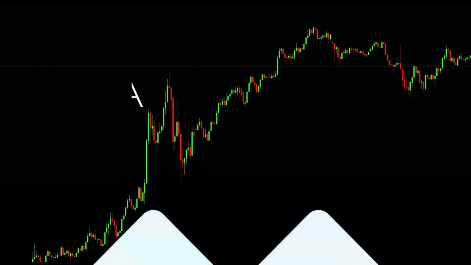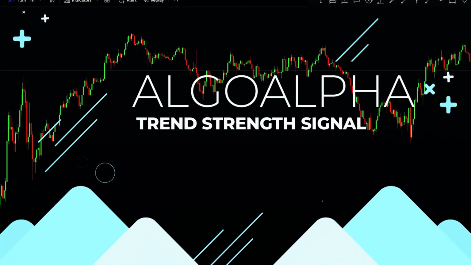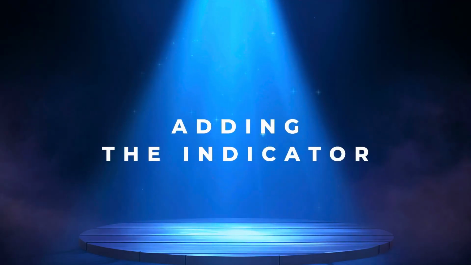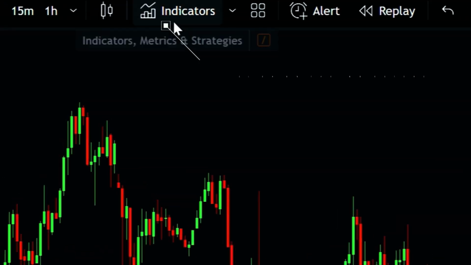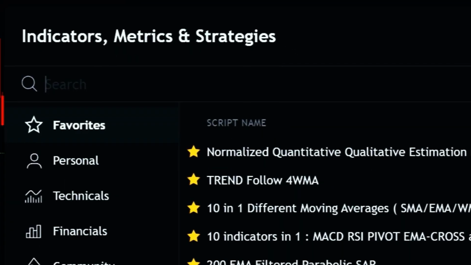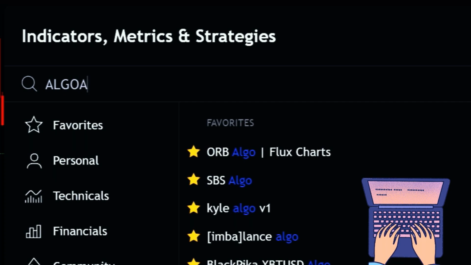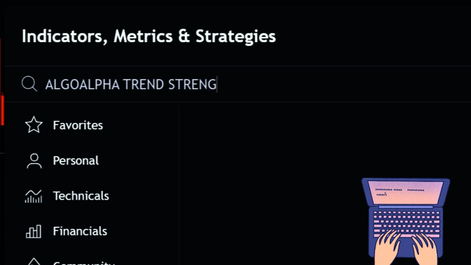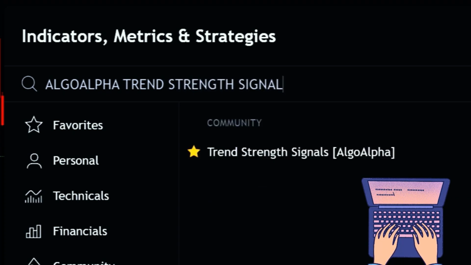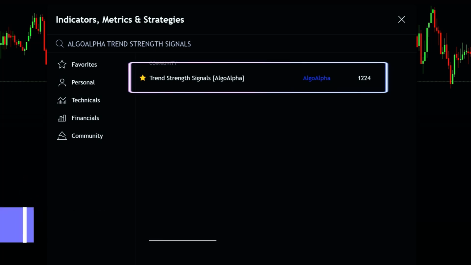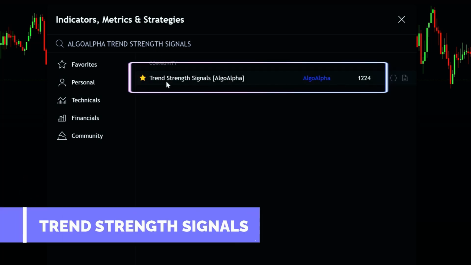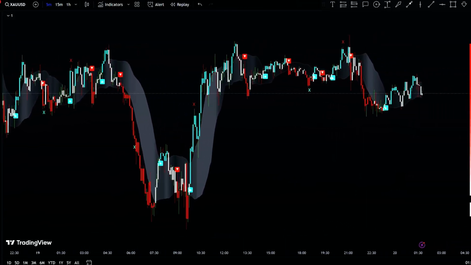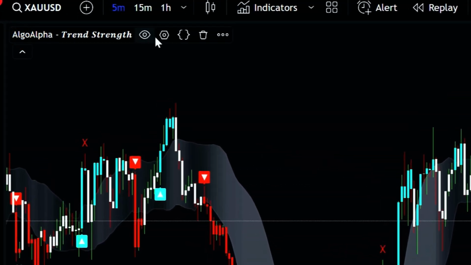We're gonna be using Alpha Trend Strength signals on the chart. But here's the twist: we'll be tweaking the default settings to maximize its potential. First off, let's add the indicator to the chart. Now, to make things clear and more effective, we'll disable the cloud option. It'll make a huge difference, trust me.